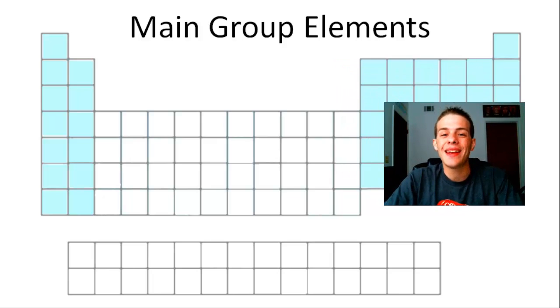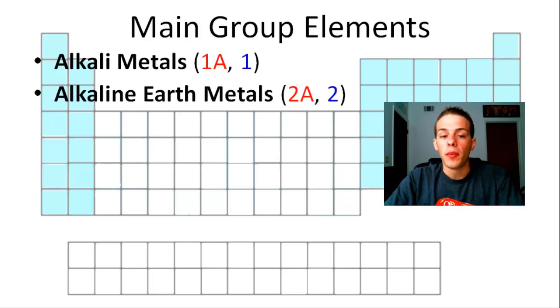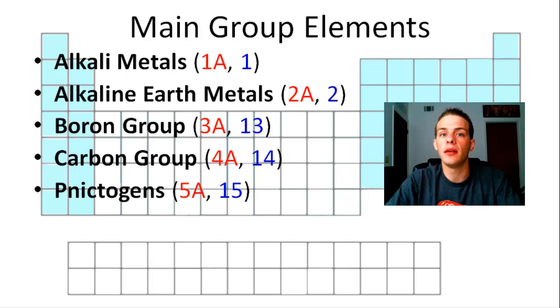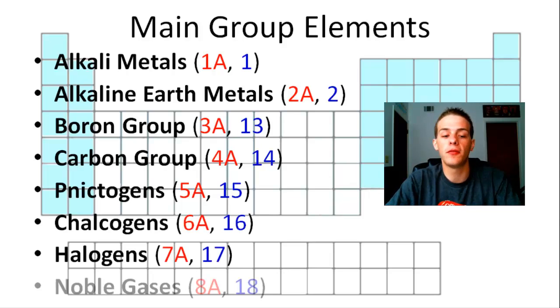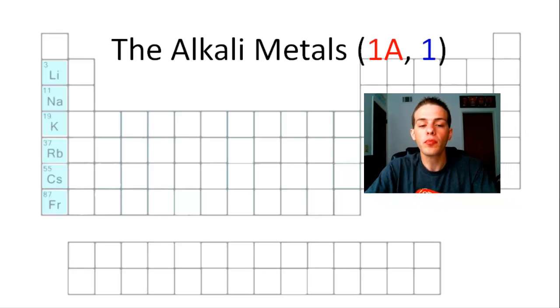So basically we have 8 main groups, and those are the alkali metals, which is group 1A or 1, depending on which numbering system you're using, followed by the alkaline earth metals. Then we have the boron group. Then we have the carbon group, followed by the pnictogens, the chalcogens, the halogens, and then finally the noble gases. So let's talk about each of these groups in a little bit more detail, starting with the alkali metals.